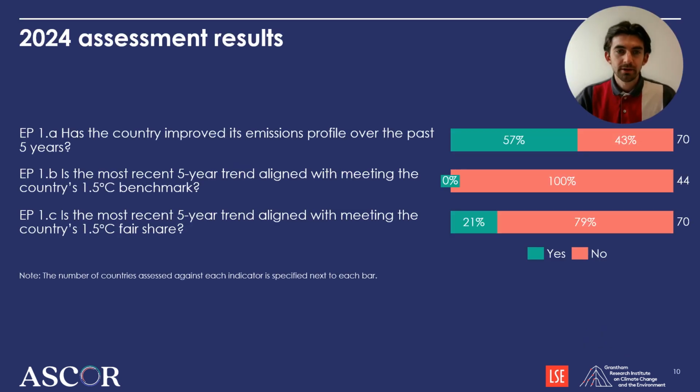In our 2024 results, we were glad to see that a majority of countries have improved their emissions profile over the past 5 years. This means that they have decreasing emissions trends across at least 2/3 of the categories that we assess. However, the lack of alignment with 1.5-degree benchmarks demonstrates that we are far from limiting global warming to safe levels. None of the 44 countries for which we have a cost-effective 1.5-degree benchmark have had 5-year emissions trends aligned with this benchmark in 2030. Only 21% or 1/5 of countries have trends aligned with meeting their 1.5-degree fair share benchmarks.